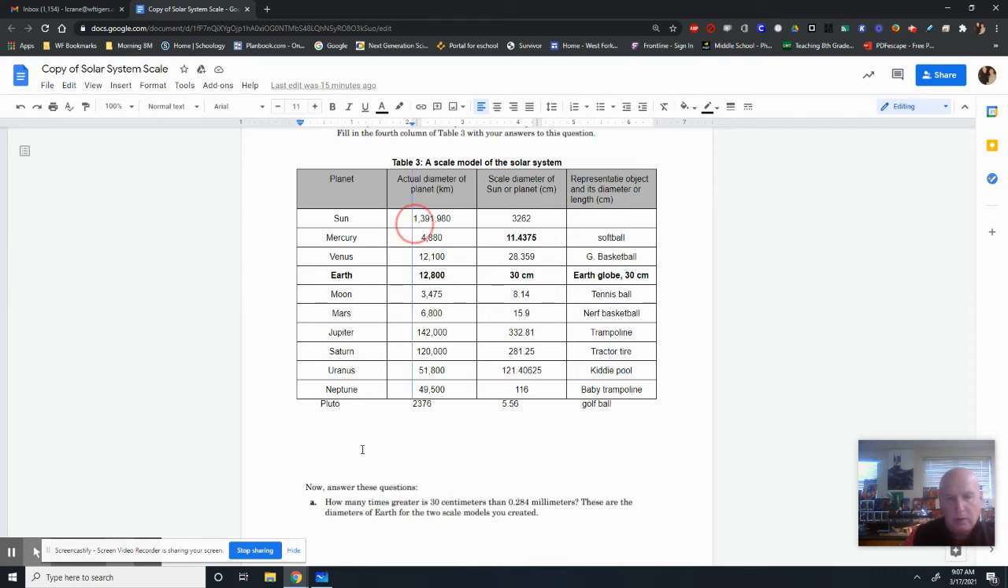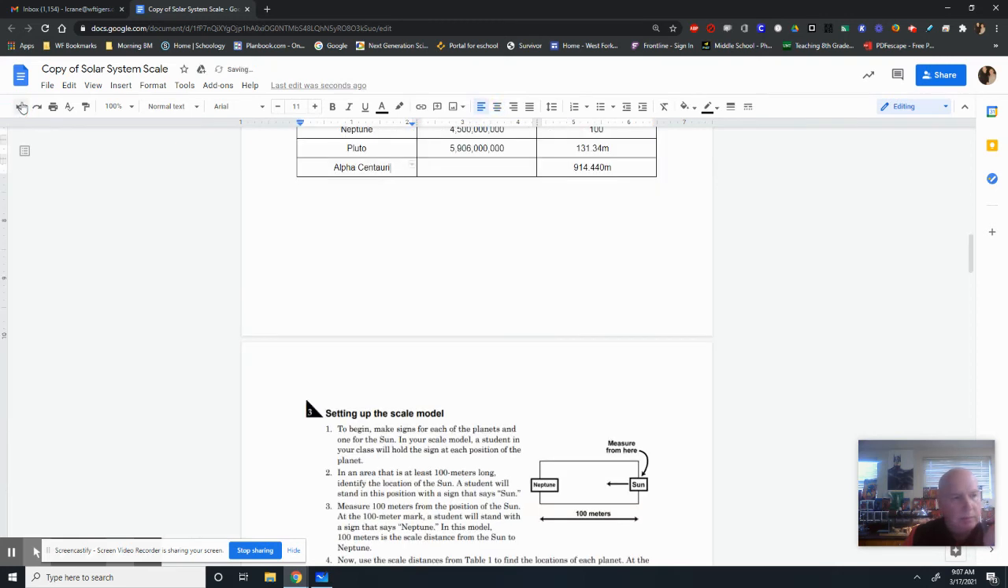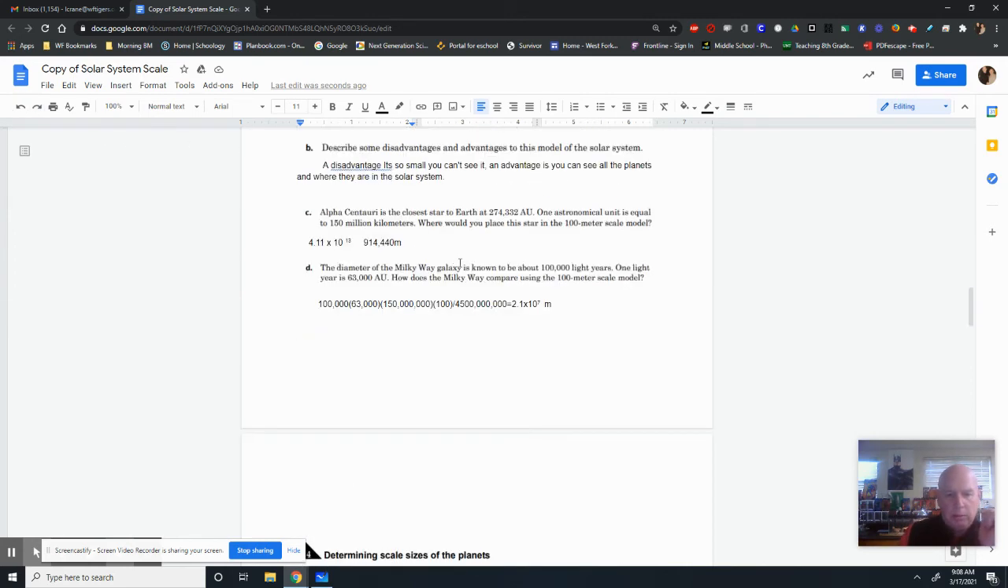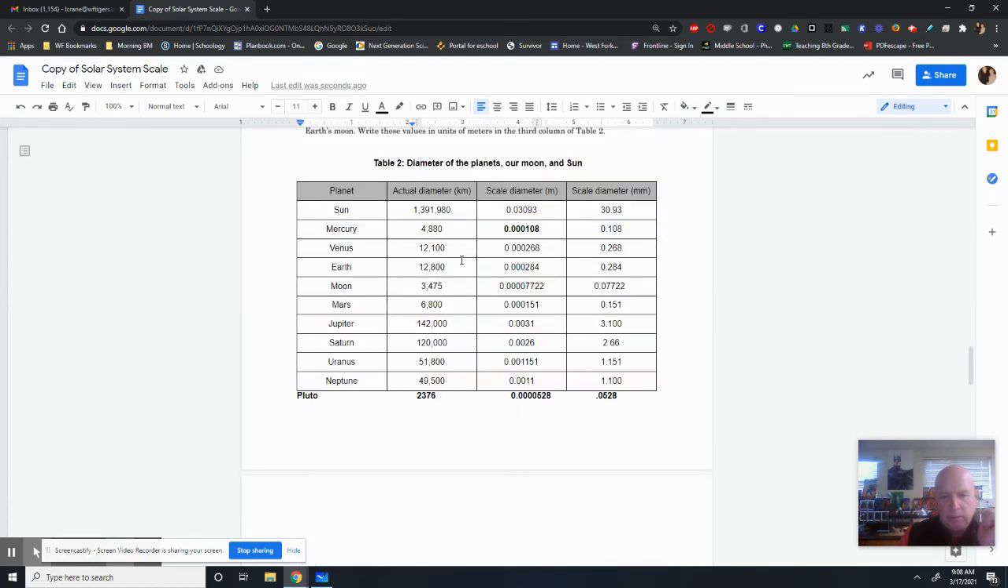So anyway, I'm representing that column. The actual diameters is what we're looking for. So you're looking at me now right here. So we're looking at actual diameters now. Let me find them again. I guess I scrolled up by accident. All right, right there.